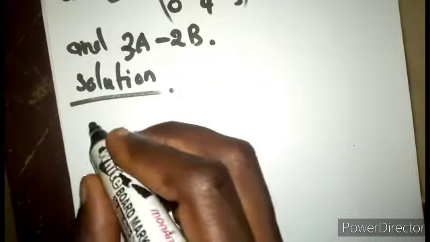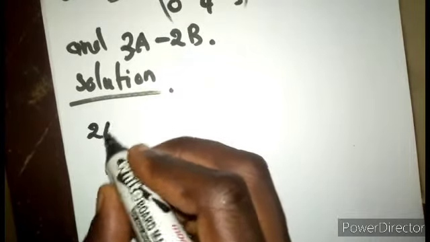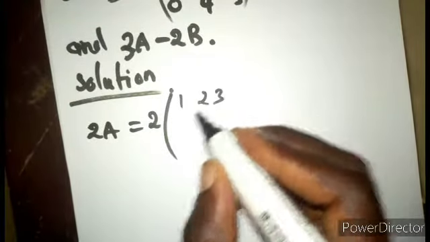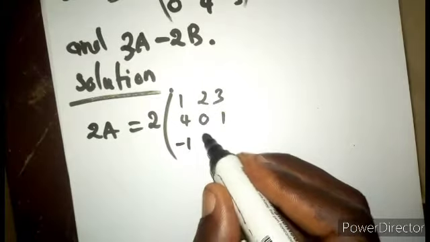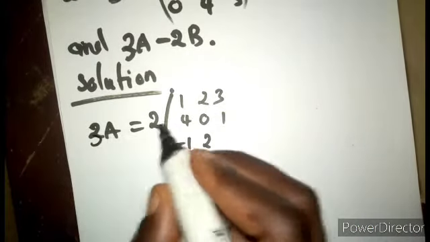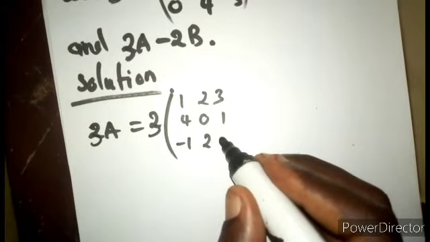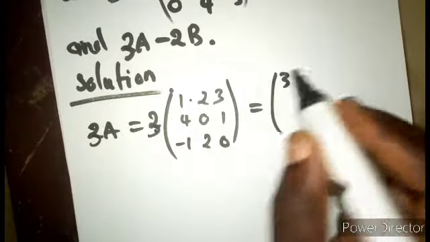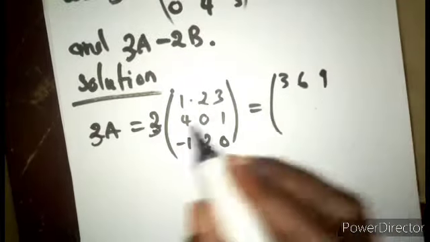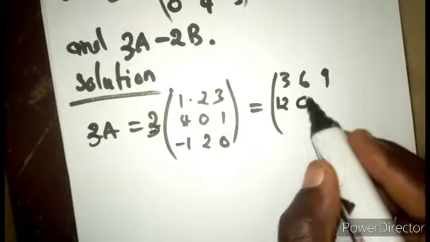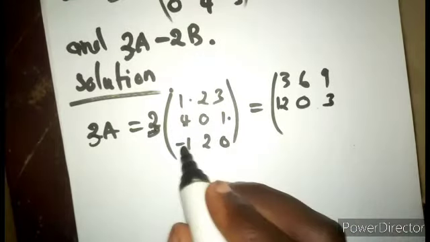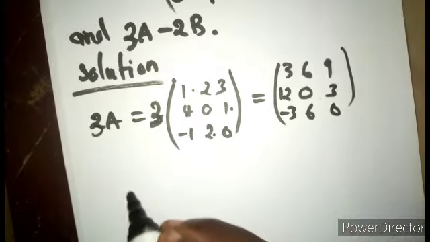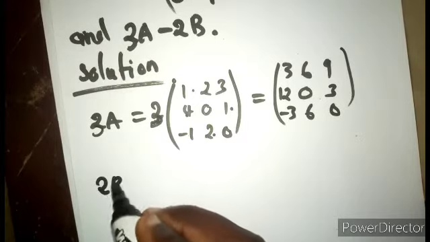Now, we first of all find 2A. 2A is clearly 2 times the matrix 1, 2, 3, 4, 0, 1, minus 1, 2, 3A, and 0. And this is clearly 3 times 1, that gives us 3, 6, 3 times 3, 9, 3 times 4, 12, 3 times 0, 0, 3 times 1, 3, 3 times minus 1, negative 3, 3 times 2, 6, 3 times 0, 0. Then we look for 2B.